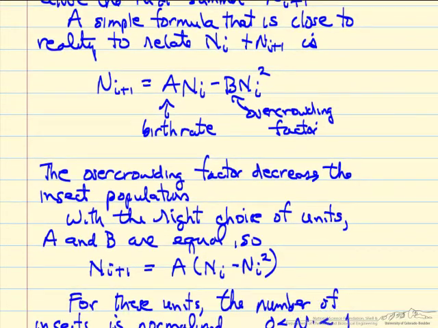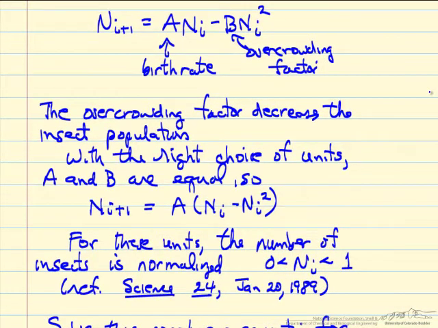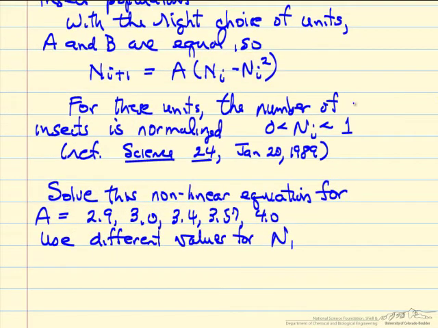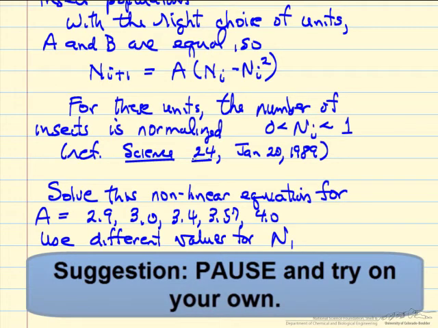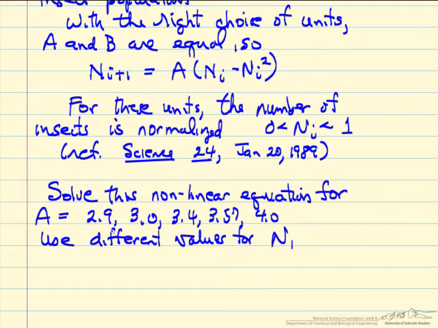And so the idea is that if we choose the units correctly for the insect numbers, because this is squared, we can actually simplify this to make the parameters A and B the same value. In this case, the units are normalized such that the insect population is between 0 and 1. So the question is, if we solve this equation, how does the insect population change with time? How does it depend on the numbers in the first year? And how does it depend on this factor A?